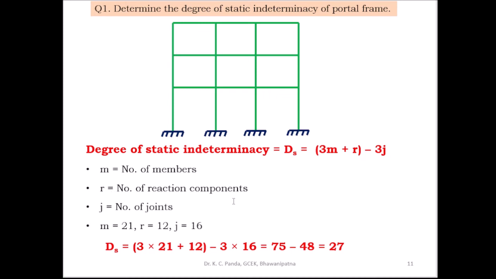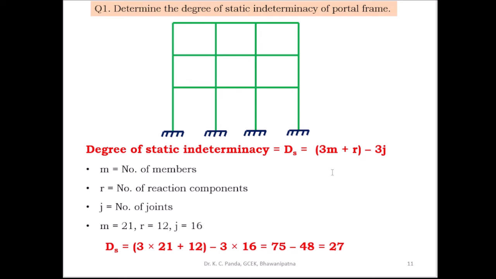Then count the number of reaction components. Here at a fixed support there are 3 reaction components. Here there are 4 fixed ends. At each fixed end there are 3 reaction components. So here 3, 3, 3, 3. So the total number of reaction components is equal to 12. r is equal to 12. Then count the number of joints. Here first joint, second joint, third joint, fourth joint, fifth, sixth, seventh, eighth, ninth, 10th, 11th, 12th, 13, 14, 15, 16. 16 joints. j is equal to 16.